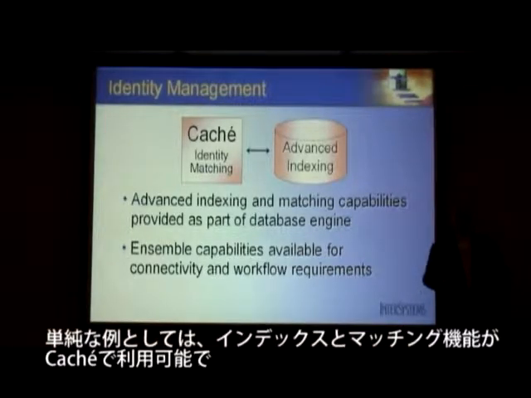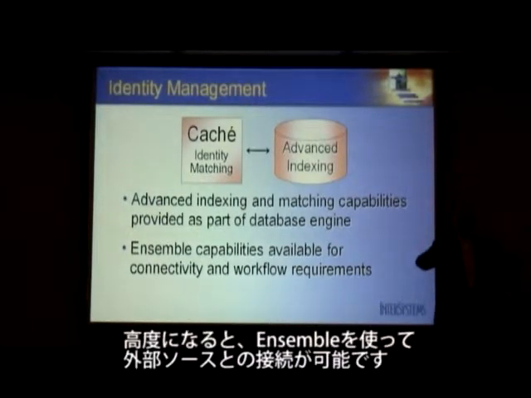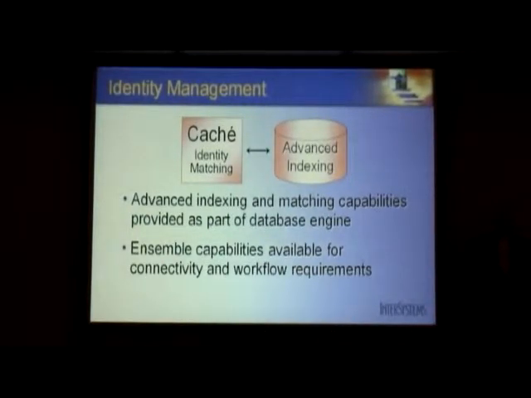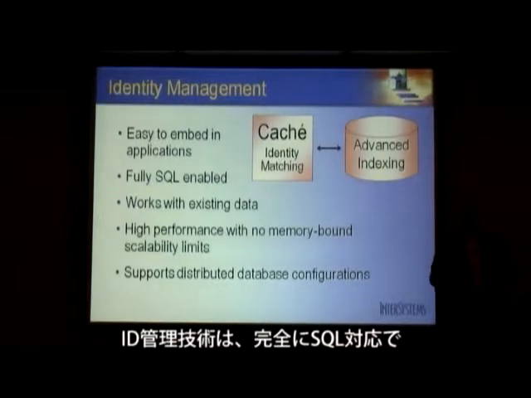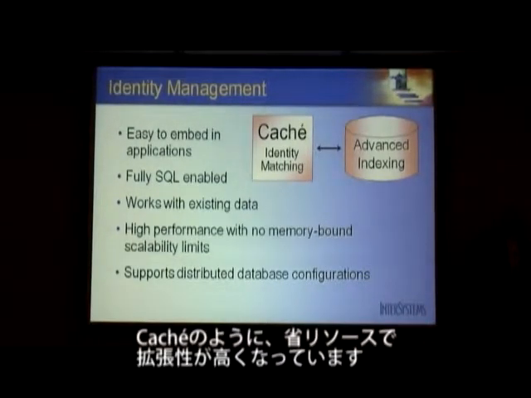At the lowest level, the indexing capabilities and the matching rules are available as part of Cache, whereas if you go higher up in the stack and you use Ensemble, now you have additional capabilities to use connectivity to get external sources. Our identity management technology is fully SQL enabled, and it adheres to the same principles of frugal use of resources and therefore provides huge scalability, as is typical of all Cache technologies.